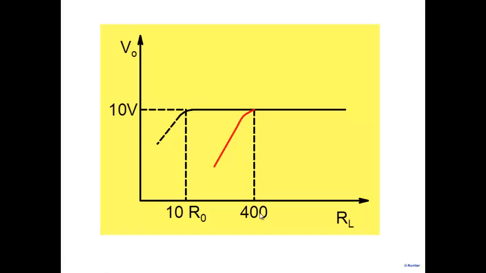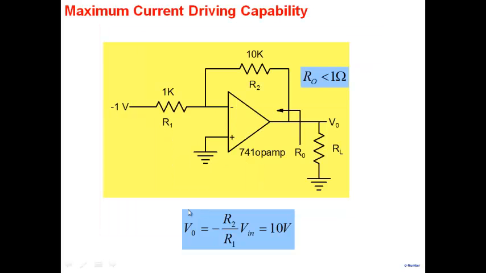Now, that violates our concept of what we just learned. We said that you can put RL as small as 10 R0. That is 10 ohms. So why is it dropping at 400 ohms? If output resistance is only 1 ohm and I connect 400 ohms, why is it causing my output voltage to drop? This concept you can't simply explain on the basis of R0 alone. That's what I'm trying to tell you. There's something else that is important, and that something else is the current driving capability.